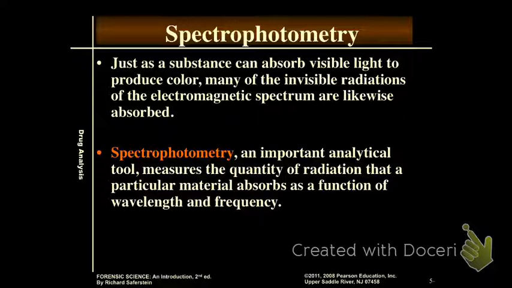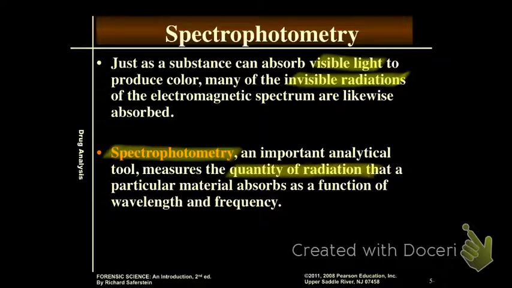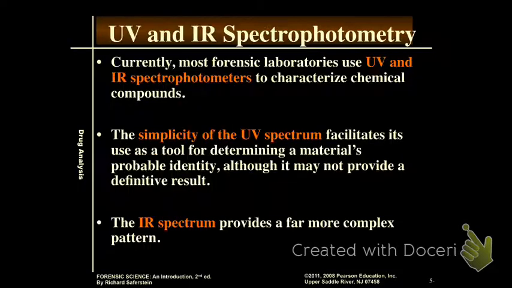Now on to spectrophotometry. Sometimes a substance will absorb visible light, sometimes it will absorb invisible radiations. Spectrophotometry uses both of those depending on what kind of machinery you use. It measures the amount of radiation a particular material absorbs, and we can compare this based on wavelength and frequency. Different wavelengths and different frequencies are tested.